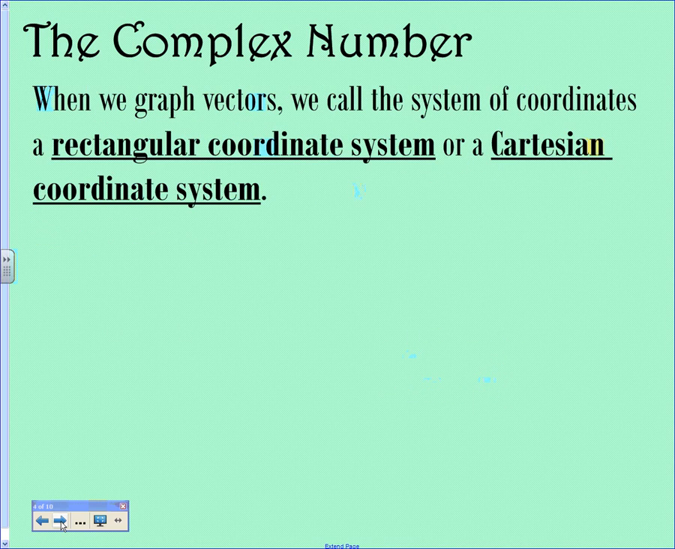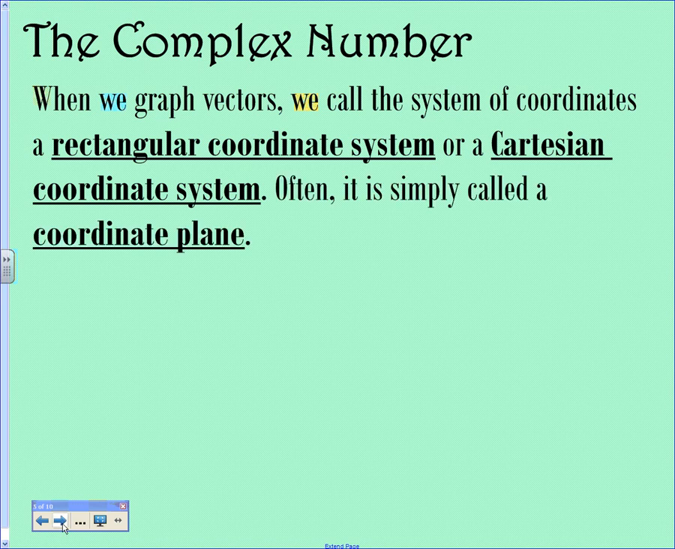So when we graph vectors, we call the system of coordinates a rectangular coordinate system or a Cartesian coordinate system. That's what we typically graph on, a Cartesian coordinate plane. You frequently just call it a coordinate plane. Whenever you're going to graph, you're graphing on a coordinate plane. Y'all don't usually say rectangular coordinate system or Cartesian; you don't use the Cartesian or the rectangular part. So that's when we're graphing vectors.